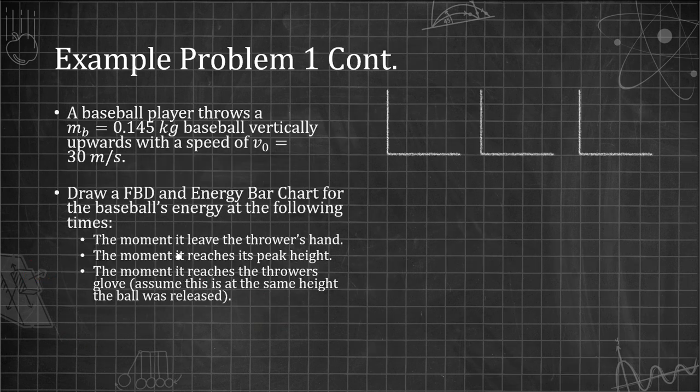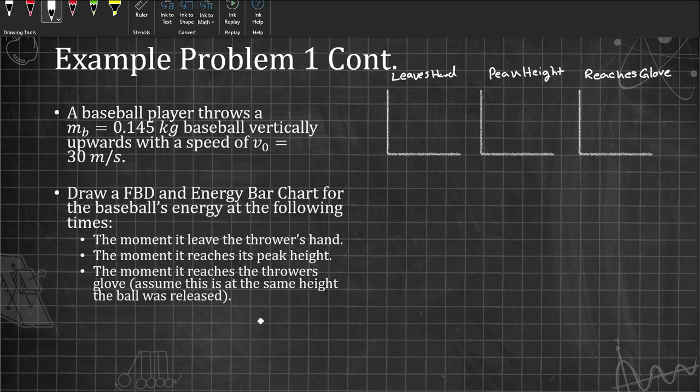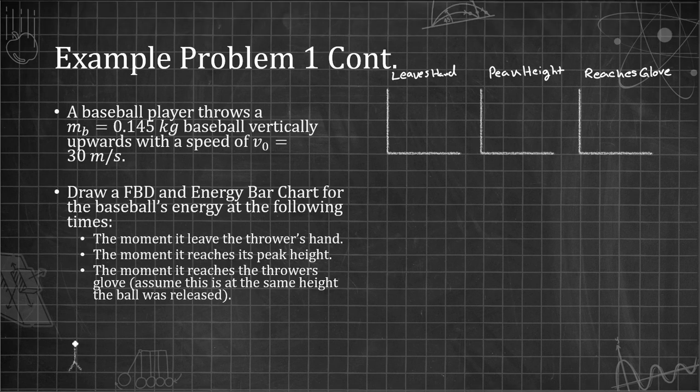So take a look at one more example problem where we're throwing a baseball vertically upwards with some initial speed. So we're going to draw free body diagrams and energy bar charts for the baseball's energy at the following times. So the moment it leaves the thrower's hand, the moment it reaches its peak height, and the moment it reaches the thrower's glove when it comes back down. And we're going to assume that this is the same height.